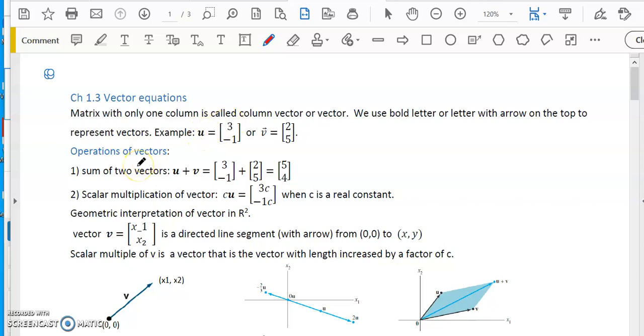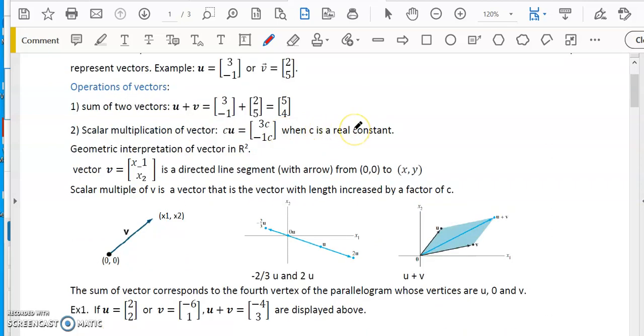So when we have a vector, what can we do? Algebraically, we can add two vectors together by adding corresponding entries together. If I have 3, -1 plus 2, 5, then 3 and 2 add together is 5, and -1 plus 5 is 4, like that. We can also multiply a vector by a scalar. If I say c times u, then c multiplies each entry in the column. So these are the two operations.